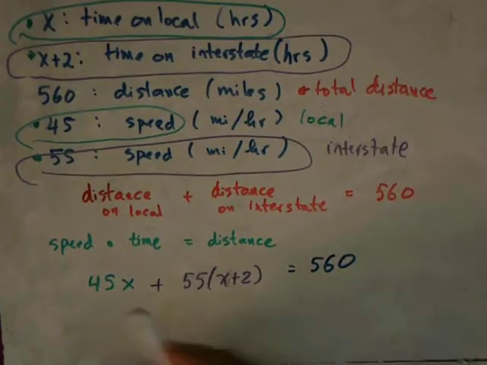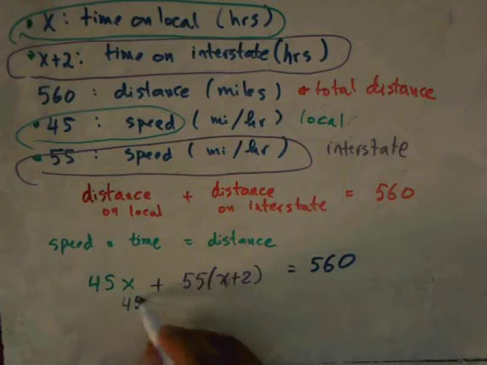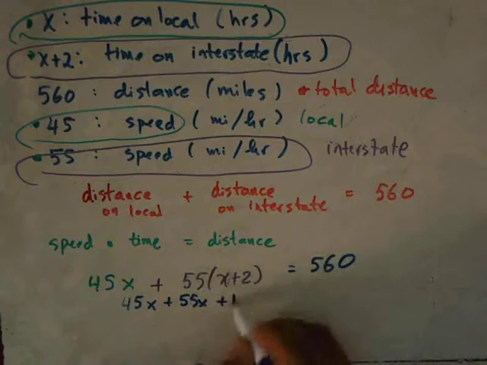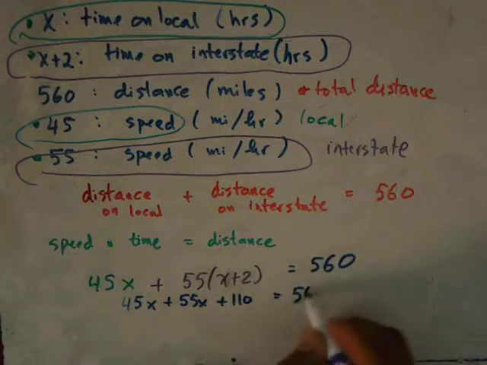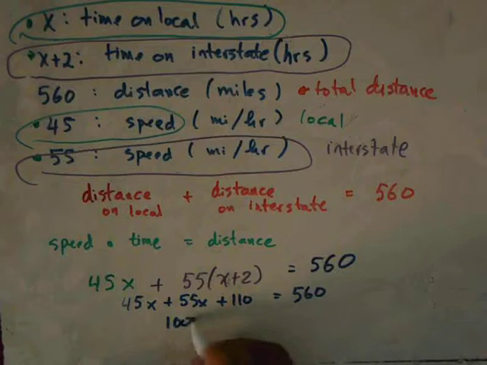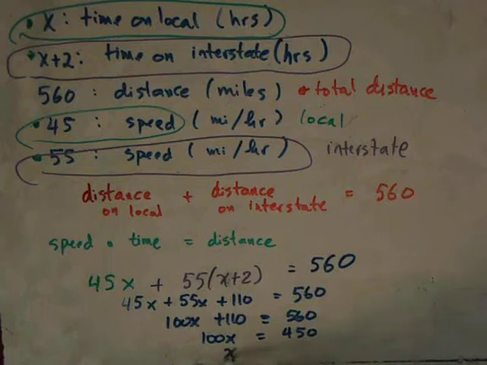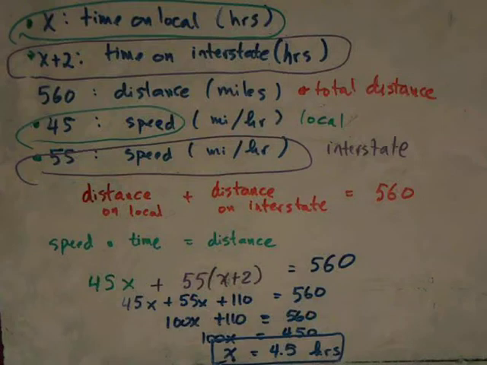And from here on, it's a problem of solving an algebraic equation. This is 45x plus 55x plus 110 equals 560. This is 100x plus 110 is equal to 560. Then we subtract 110 from both sides. That gives me 450. Divide both sides by 100, and that gives me 4.5 hours. 4.5 hours, and that's my final answer.